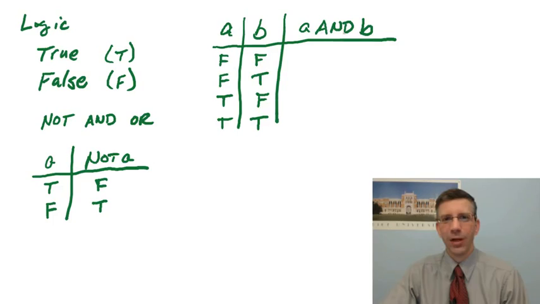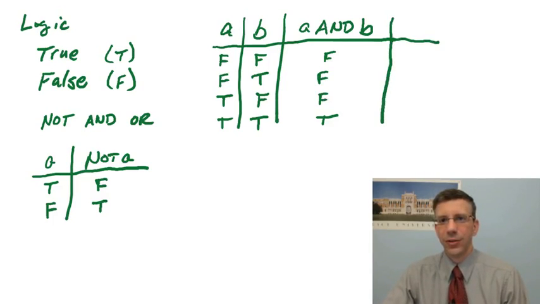Now, when I have A and B, intuitively you would think if A is true and B is true, then this must also be true. So let's put a true down here. Now, if either of them are false, then I can no longer say that both A and B are true. Therefore, the rest of these combinations here are false. Okay, and since I don't want to draw another truth table, let's just extend this one here, and let's look at the operator A or B.